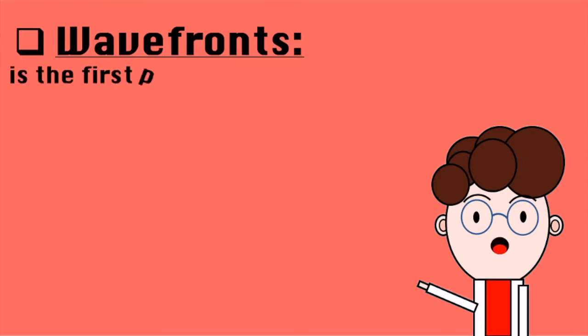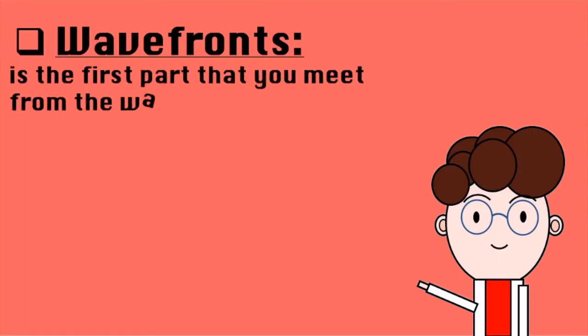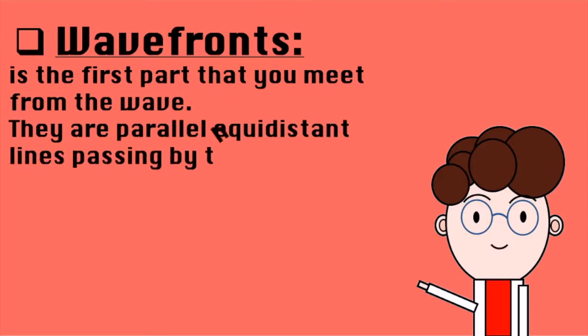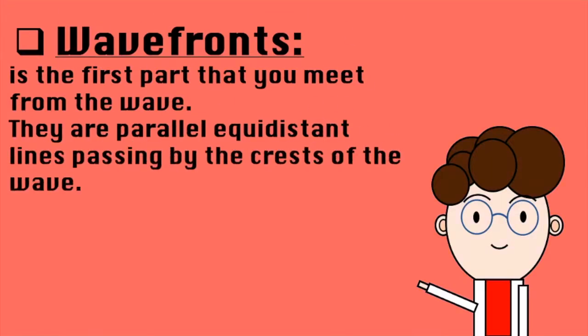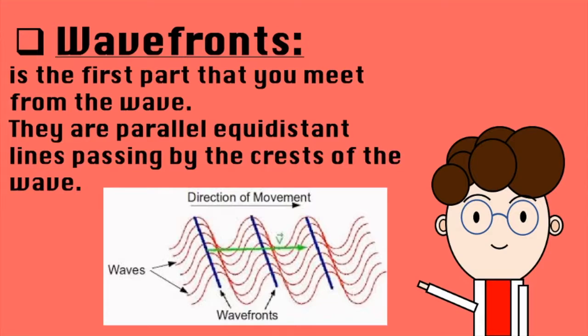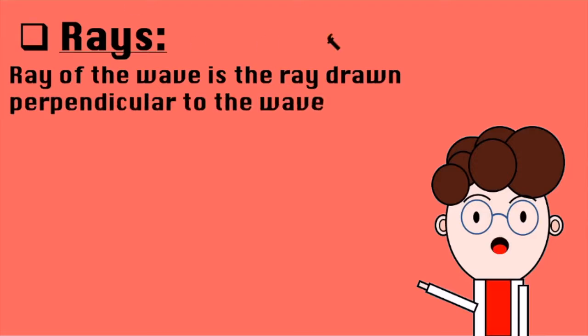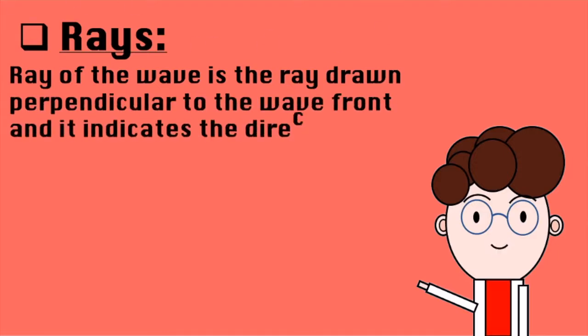Wavefronts. It is the first part that you meet from the wave. They are parallel, equidistant lines passing by the crests of the wave. However, the ray of the wave is the ray drawn perpendicular to the wavefront, and it indicates the direction of the wave.